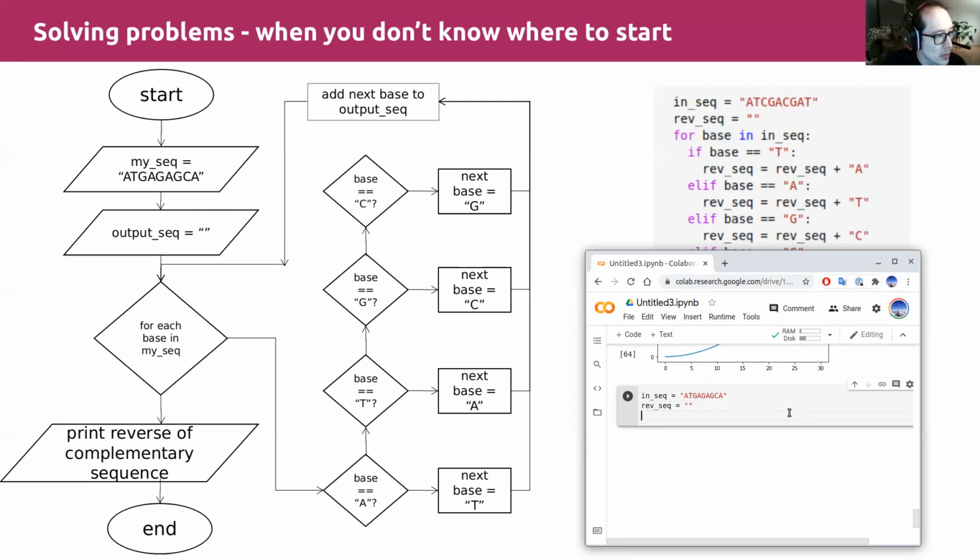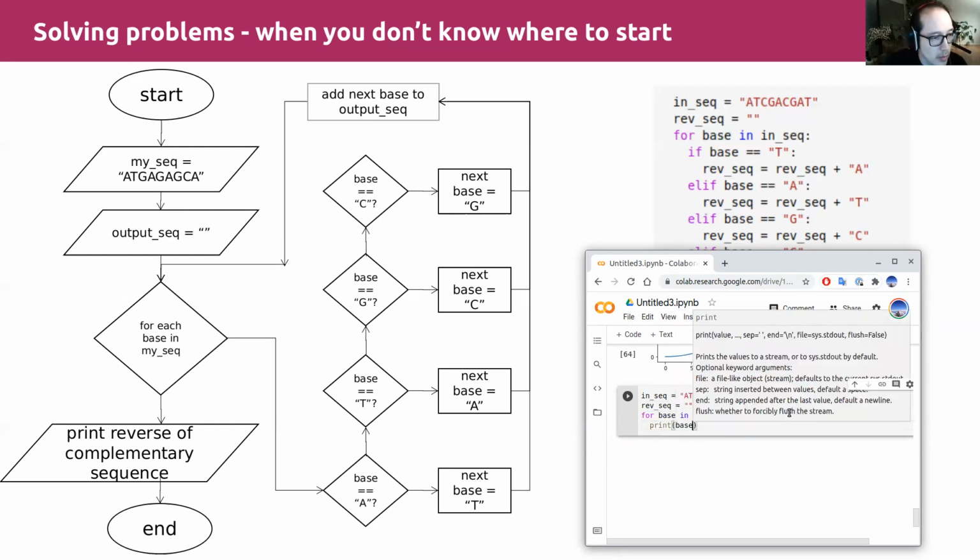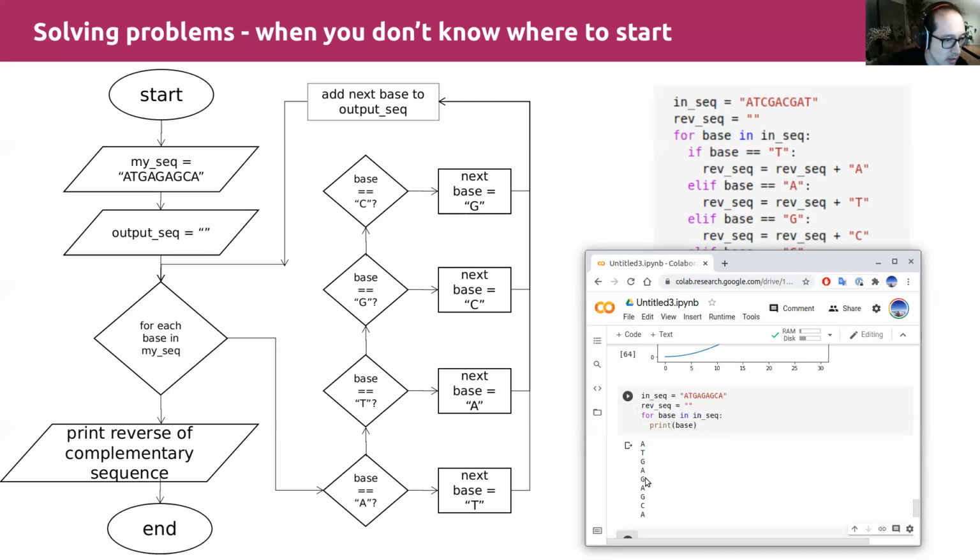Then we start a loop. So we're going to loop through every base in our input sequence. We can just, for example, print those out for now. So here's going through every base, looping through each base, and this variable base is then going to take on the values in the sequence. But we don't want that.